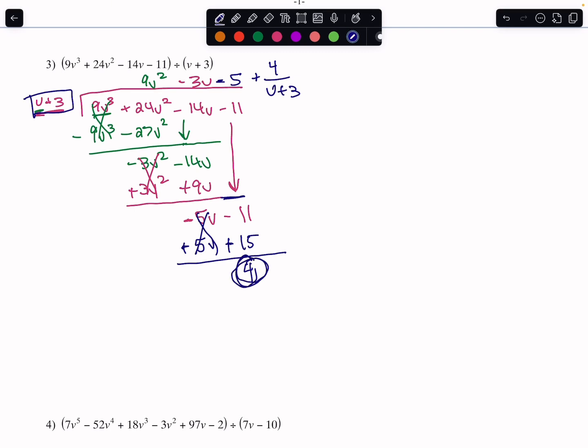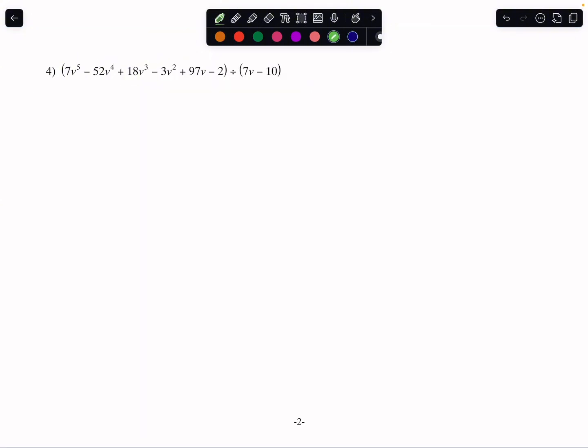Okay, let's do this one. 7v minus 10. So 7v to the 5th minus 52v to the 4th plus 18v cubed minus 3v squared plus 97v minus 2.